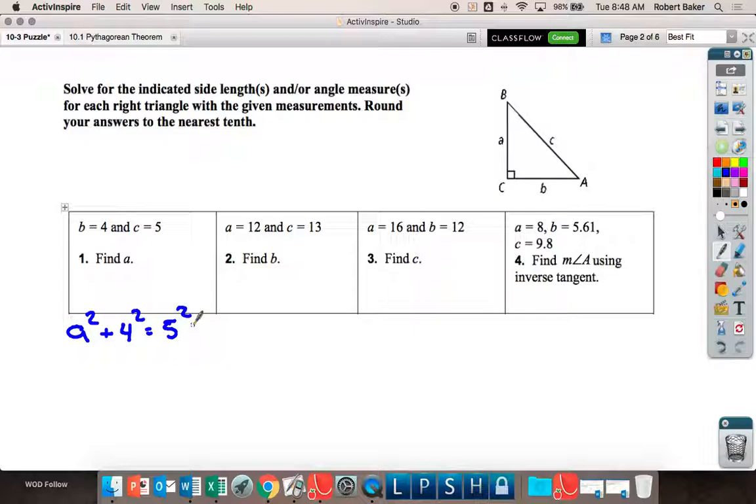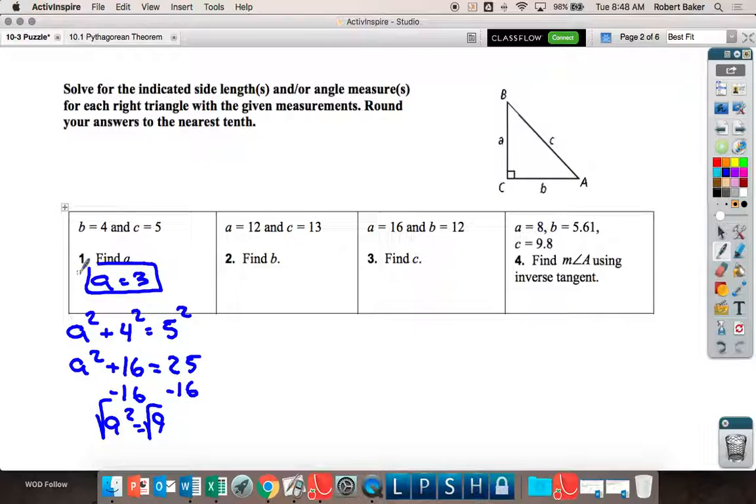Step by step by step. So in my calculator I can do it by hand. A squared, what is 4 squared? Plus 16, what is 5 squared? Okay, subtract 16 from both sides. And then take the square root. What is the square root of 9? 3. So little a equals 3.